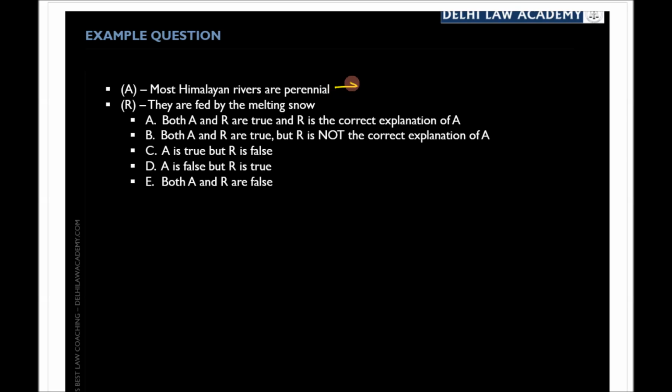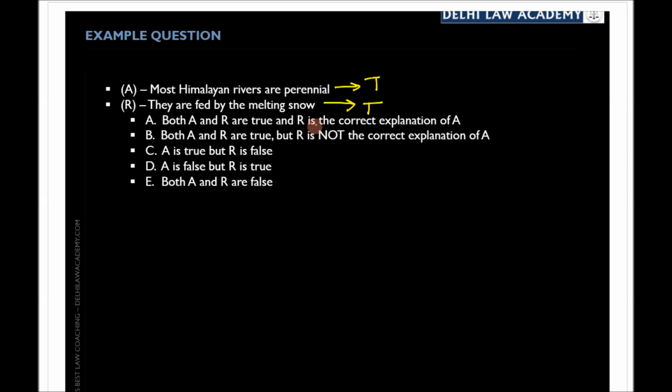So the assertion is saying that most Himalayan rivers flow all through the year. And we know this is a fact. We know that this is true. So this is true. Now we look at the reason R. They are fed by melting snow. Again, this is true because Himalayan rivers, by definition, the water in them is primarily from melting snow from the Himalayas. So this is also true.